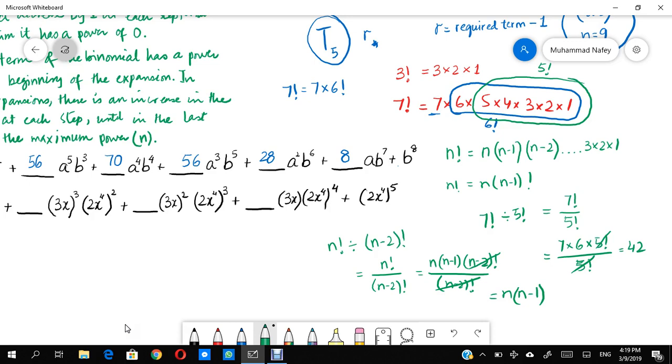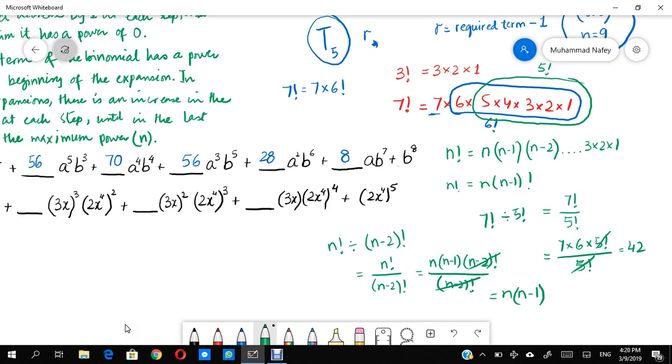Right. So what have we discussed so far? In this video we discussed firstly how to arrange the powers in a binomial expansion. That is, the first term of the binomial has the maximum power in the first term of the expansion. The second term of the binomial has the maximum power in the end of the expansion. In the middle, there is a change. What happens is that the first term undergoes a decrease by 1 at each step, and the second term of the binomial undergoes an increase by 1 in each step.